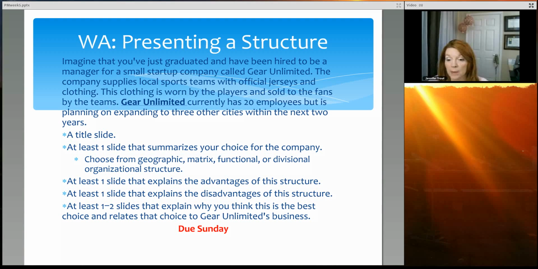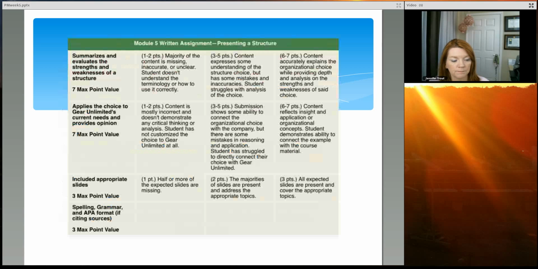So you're going to be doing a PowerPoint presentation. You'll do a title slide. You'll do at least one slide that summarizes the choice of the company. So is it going to be a geographic, matrix, functional, or divisional organizational structure? Explain the advantages of the structure that you chose, and then explain some disadvantages of that structure. And then of course you'll have an additional 1 to 2 slides, depending, on why you think that it's the best choice and relate it to the business. So that should equal at least 5 to 6 slides for your PowerPoint presentation.